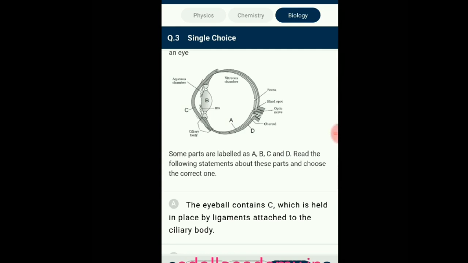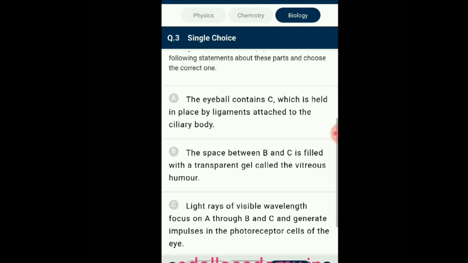The lens is held in place by ligaments attached to the ciliary body. The space between lens and cornea is filled with the watery fluid called aqueous humor. The external layer is called sclera, which is made up of dense connective tissue. So the answer for this question is option C. Light rays of visible wavelengths focus on A through B and C and generate impulses in the photoreceptor cells of the eye. So the correct option is C.